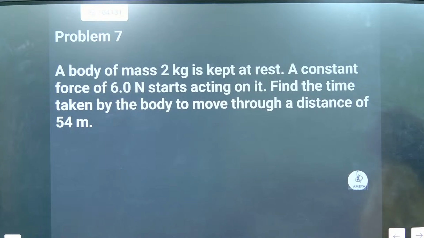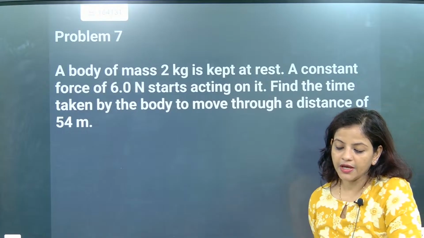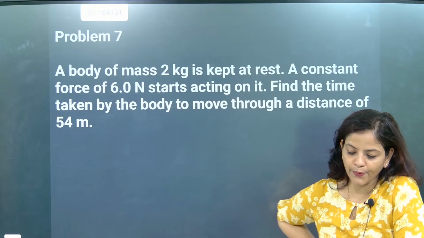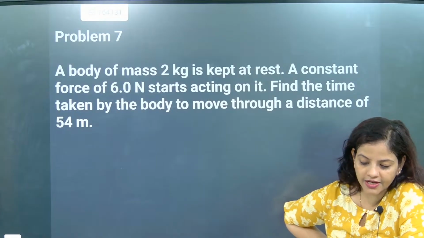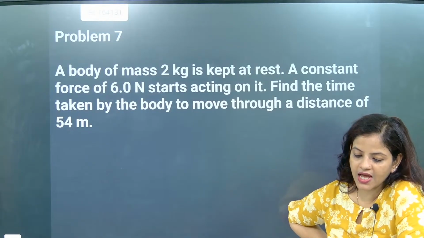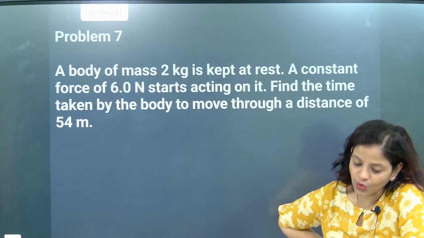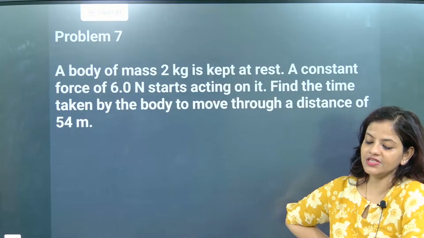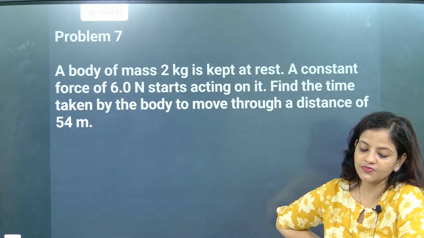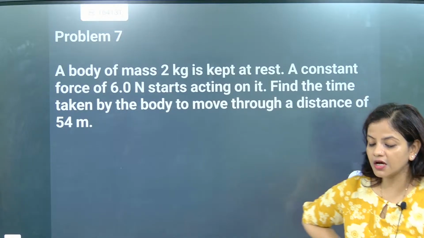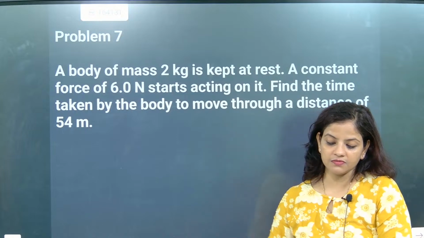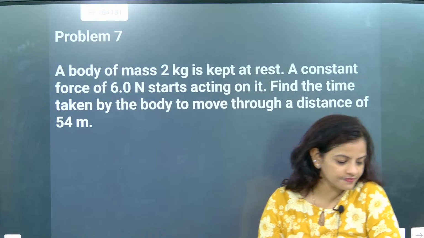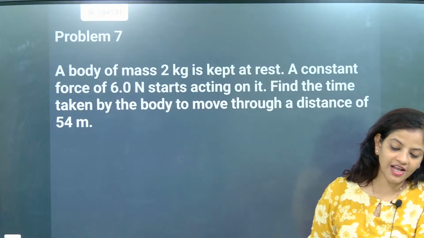A body of mass is kept. Yes, initial velocity will be 0. After that, what are they telling? Mass is given as 2 kg. Force is given as 6 Newton. Time is needed when displacement is 54 meter. So first, what all things are given? What is the time coming, beta?